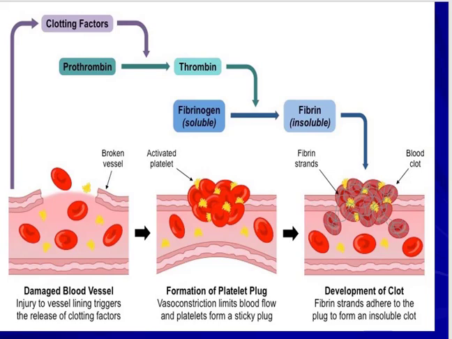Now, when the body senses that everything is repaired, my cut is completely healed, it will actually release an enzyme called plasmin, and the plasmin will dissolve the clot. So there we go. We have the blood clotting factors, we have the platelets, and we have the fibrin. All necessary components to form a clot.